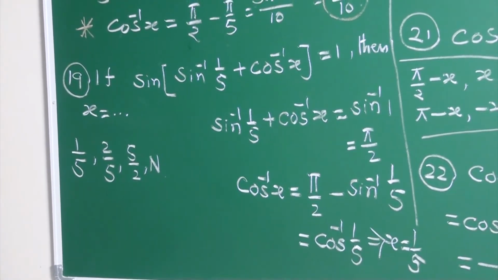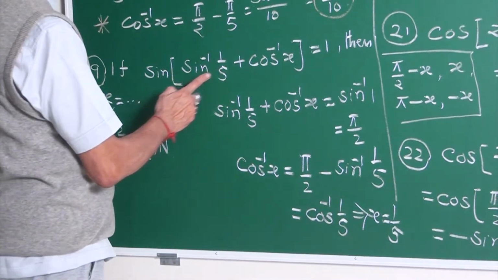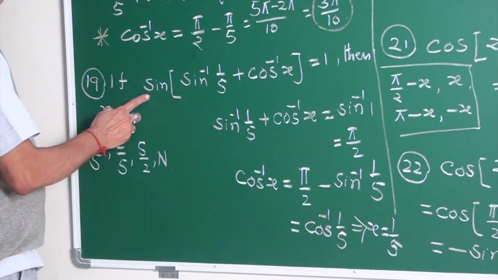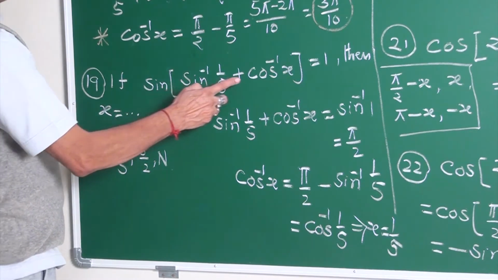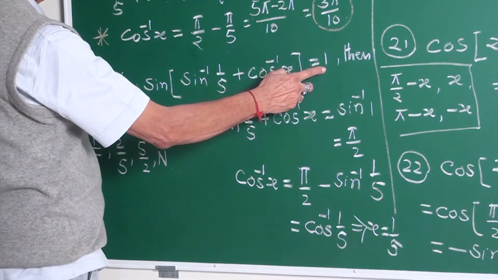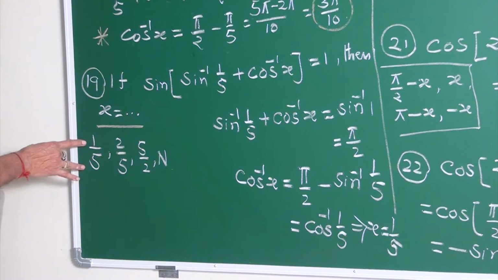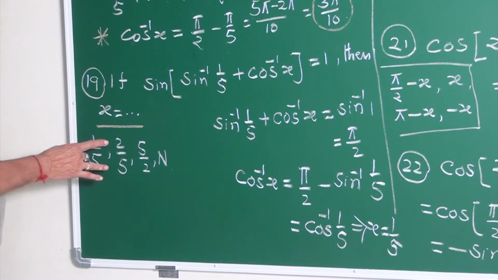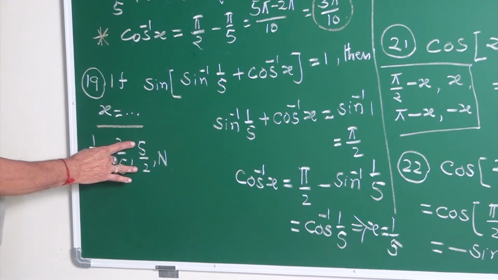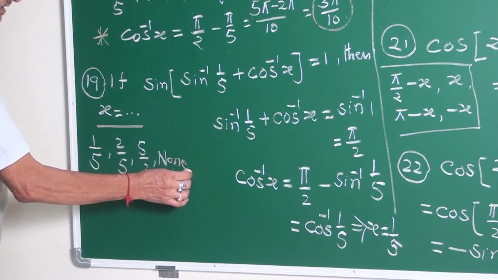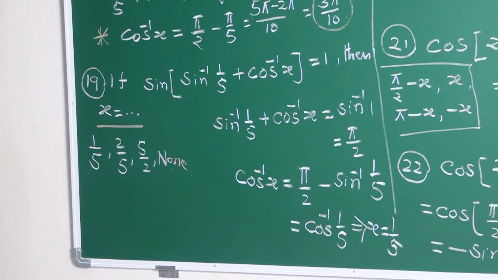If sin inverse 1 by 5 plus cos inverse x equal to 1, then the value of x is dash. These are the options: 1 by 5, 2 by 5, 5 by 2, and none of these.